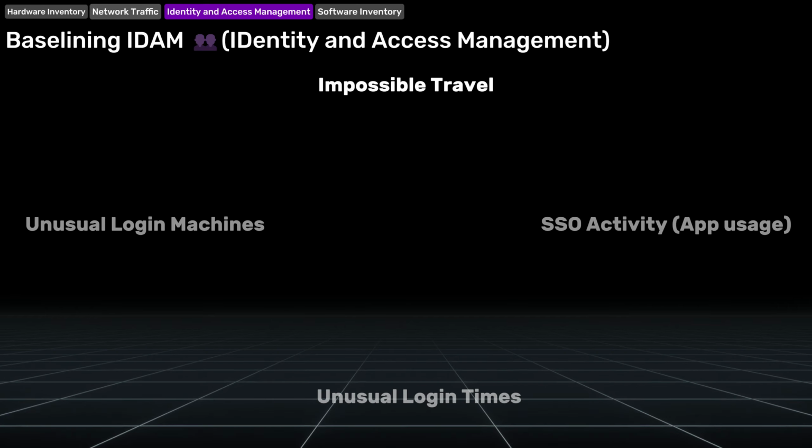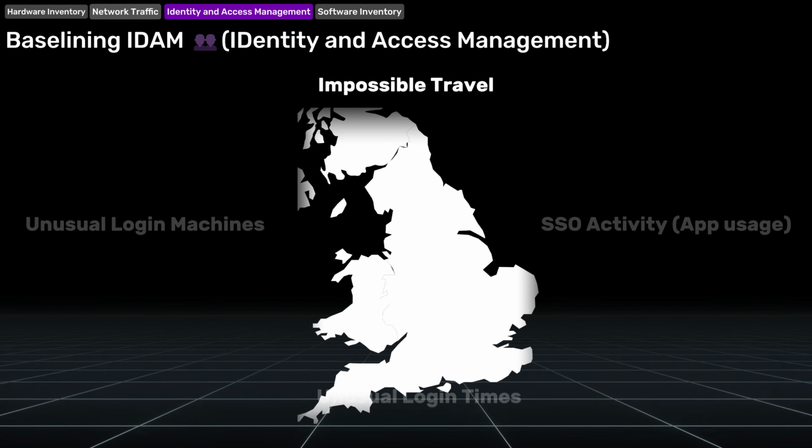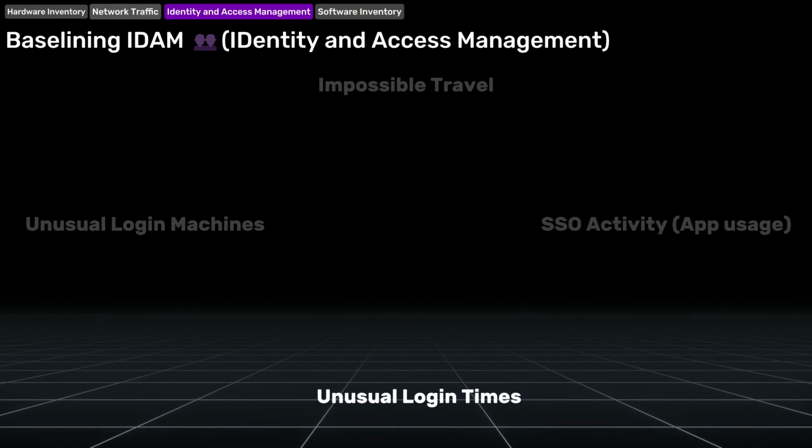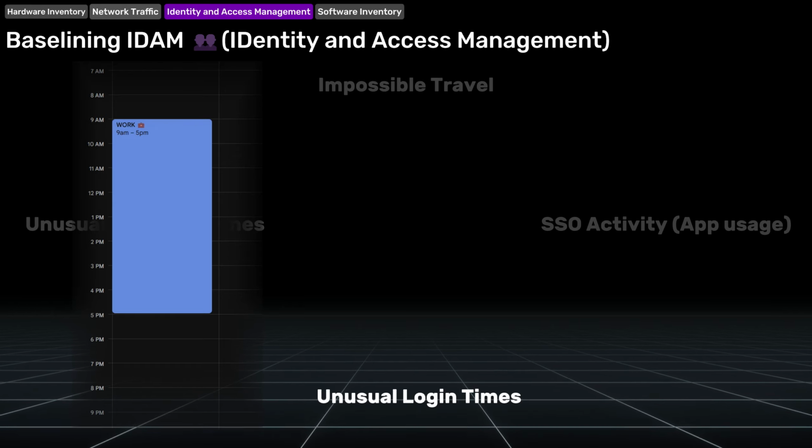An impossible travel security alert occurs when a user is detected logging into their account from two geographically distant locations in a very short time frame, making it physically impossible for them to travel between those locations. This alert helps identify potential account compromise or unauthorized access. Unusual login times. If everyone in the company works 9 to 5 and if a certain user logs in outside those working hours, then that's suspicious.